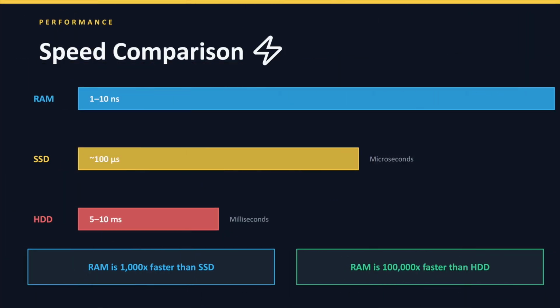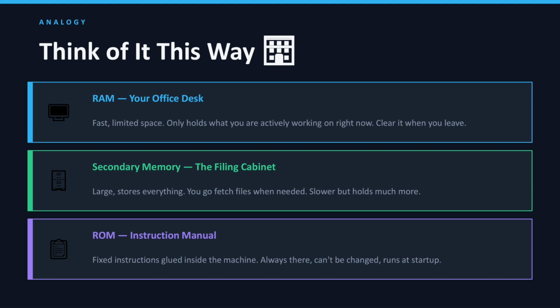Now let's talk about speed, because this is where things get really interesting. RAM operates at around 1 to 10 nanoseconds, an SSD takes about 100 microseconds, and a traditional hard disk drive takes 5 to 10 milliseconds. To put that in perspective, RAM is roughly 1000 times faster than an SSD, and compared to a hard disk, RAM is about 100,000 times faster. This massive speed difference is exactly why what lives in RAM and what lives on disk is such an important decision in system design.